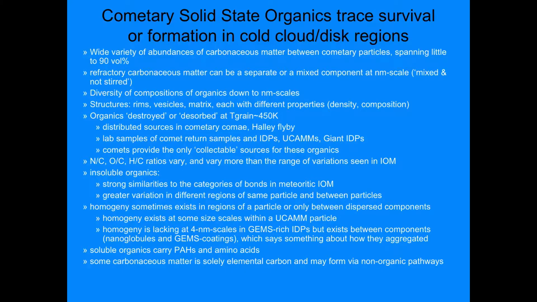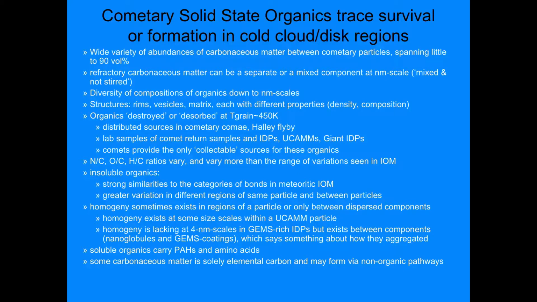They're very important to compare with the meteoritic material. The nitrogen to carbon, oxygen to carbon, and hydrogen to carbon ratios vary, and vary more than the range of variation seen in meteoritic IOM. There are insoluble organics that are strongly similar to the bonds in meteoritic IOM, but there's a greater variation in different regions of the same particle and between particles. A meteoriticist will tell you about the great variety of structures in IOM, and I'm telling you comets have a lot more variation of structures, and that difference is important. It's telling us something about how well the material survives thermal processing, or perhaps a greater influx of materials that wasn't as processed.